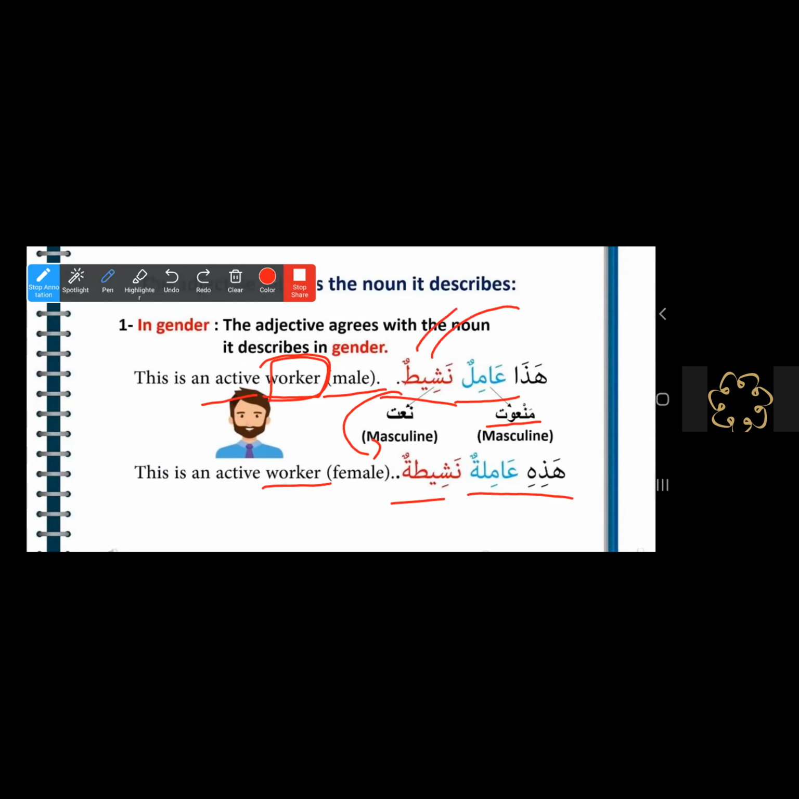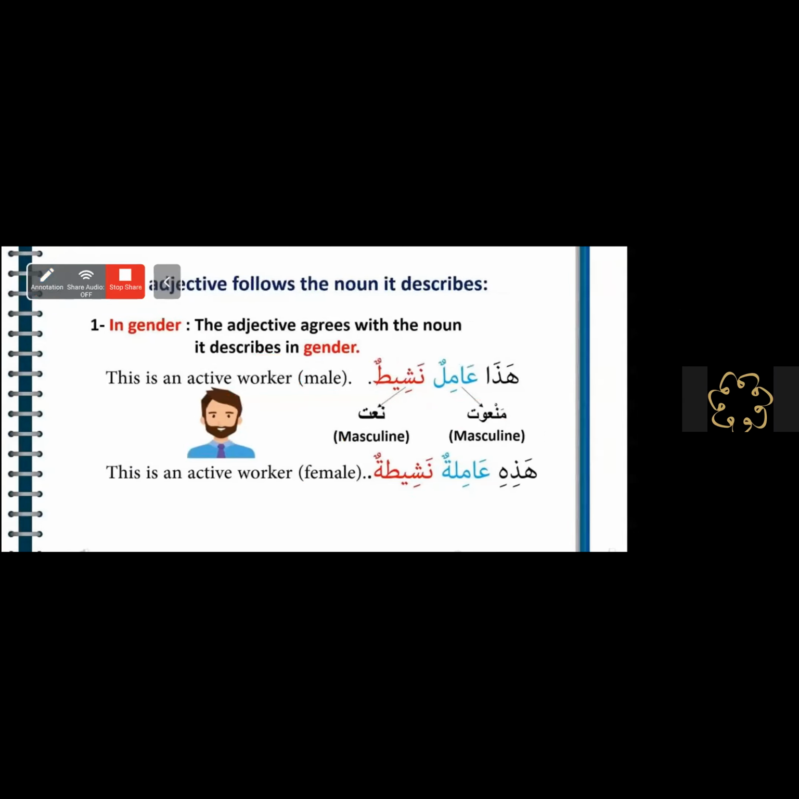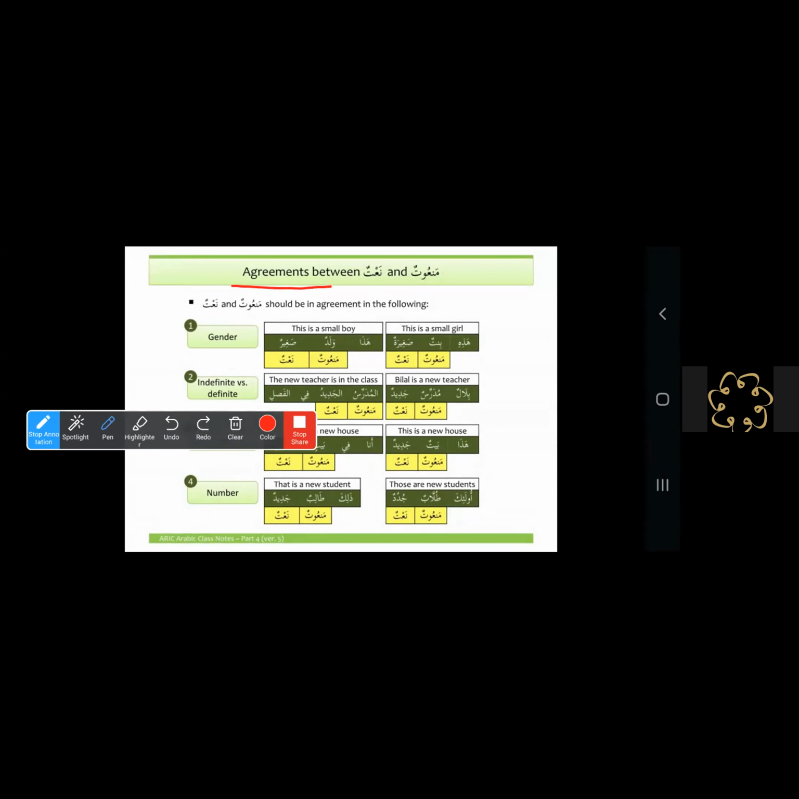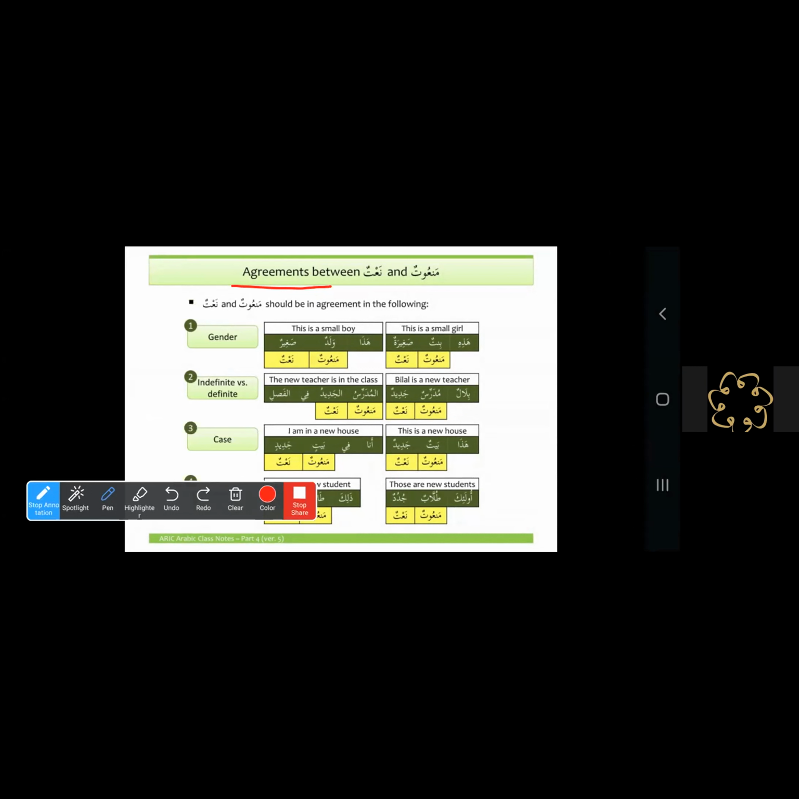In adjective, in your colors, in demonstrative noun, you are saying this and that. So this picture is not very important. This is the main thing: the agreements between Na'at and Man'ud. Agreement means similarities. They will be similar. All right, let's see what they are. And what is this word, Na'at, Man'ud?